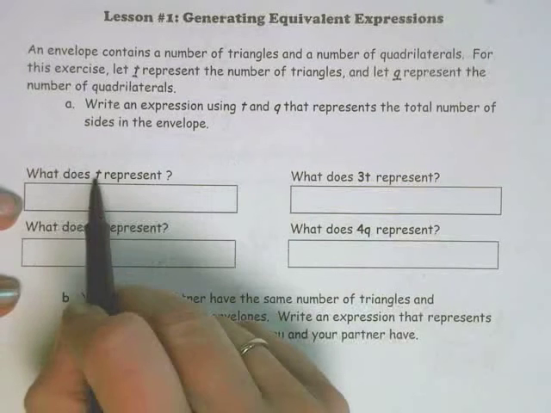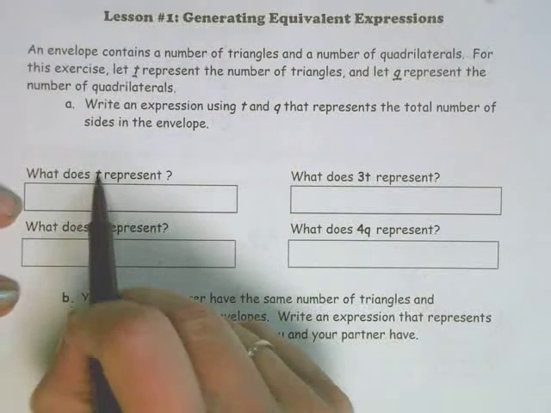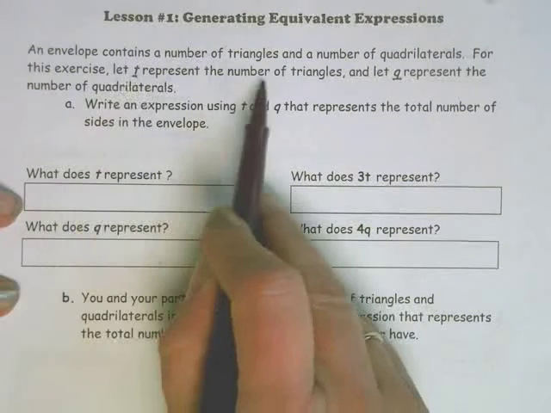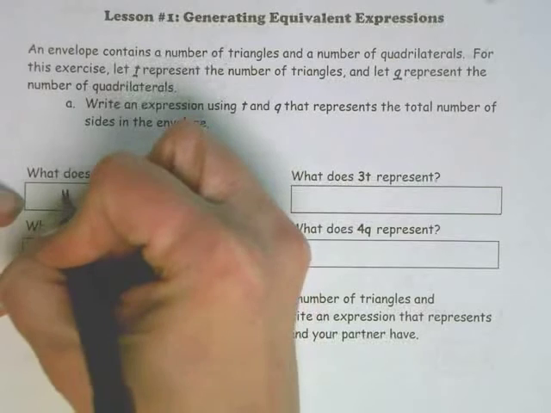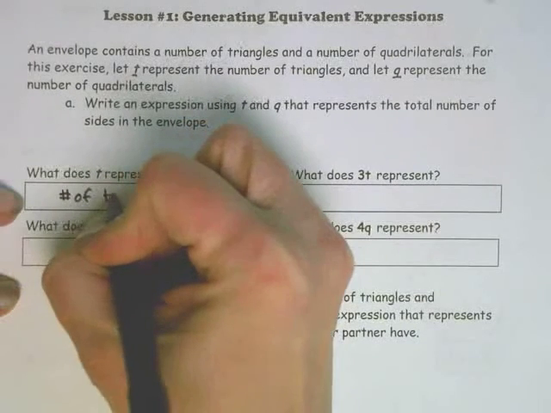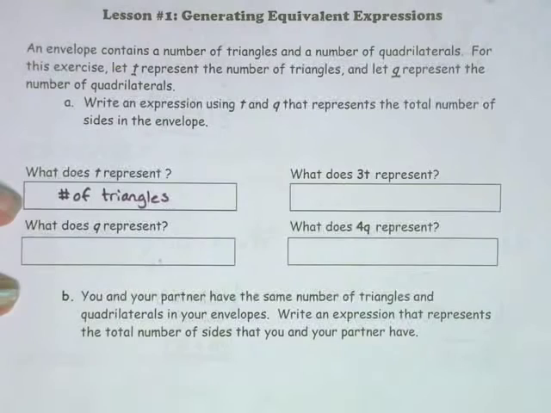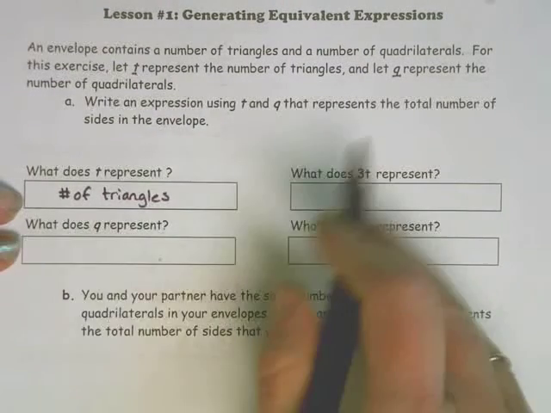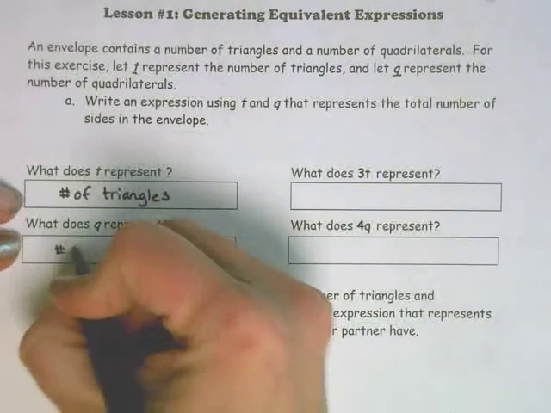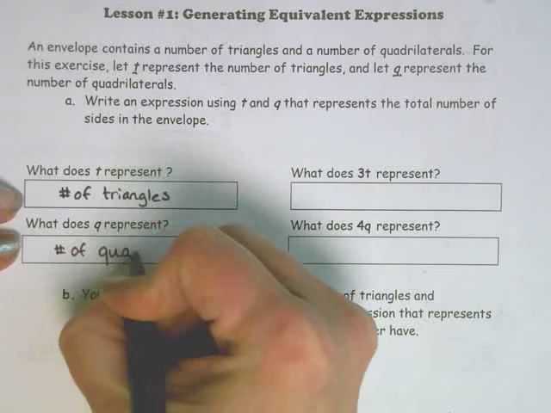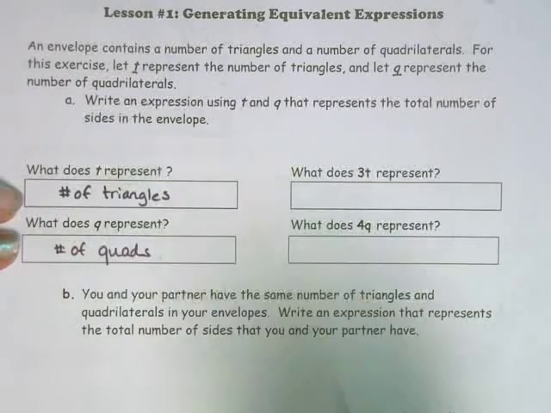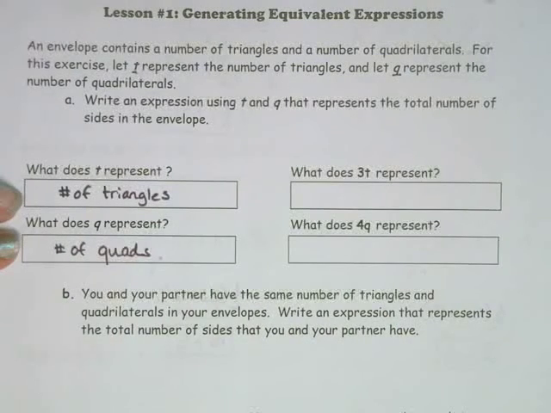If we had a T in there, what does a T represent again? It represents the number of triangles we have, the number of triangles that are in there. All right. What about the Q? The Q represented the number of quadrilaterals. I'm going to abbreviate quads. Okay, so we've got quadrilaterals.